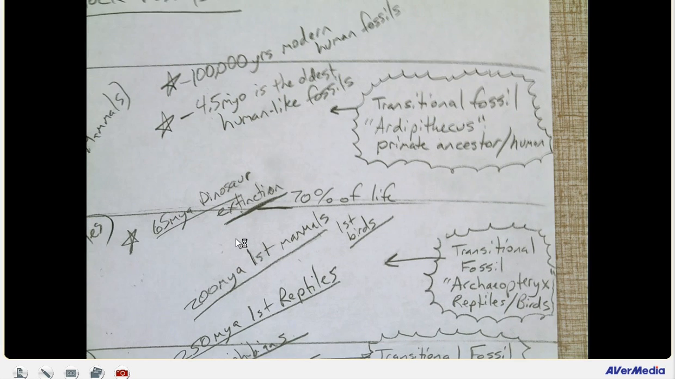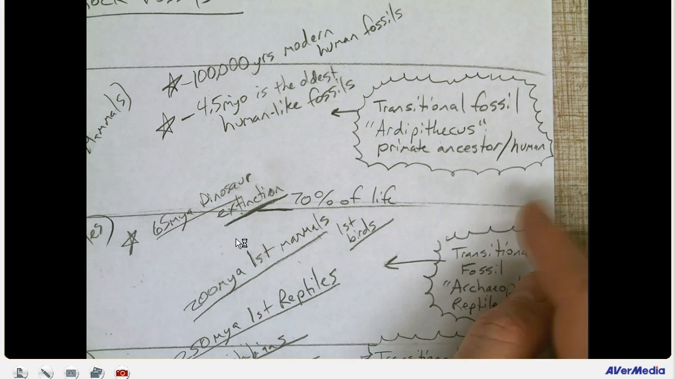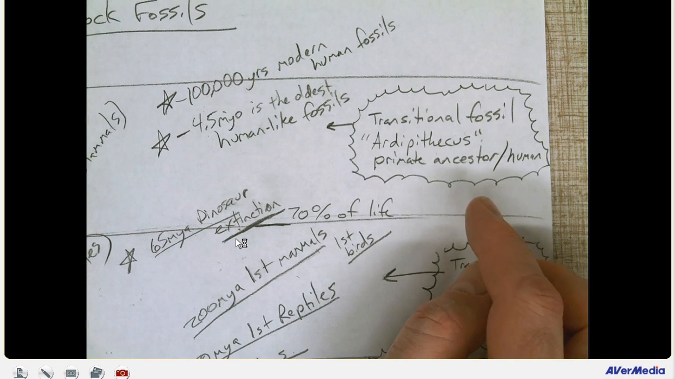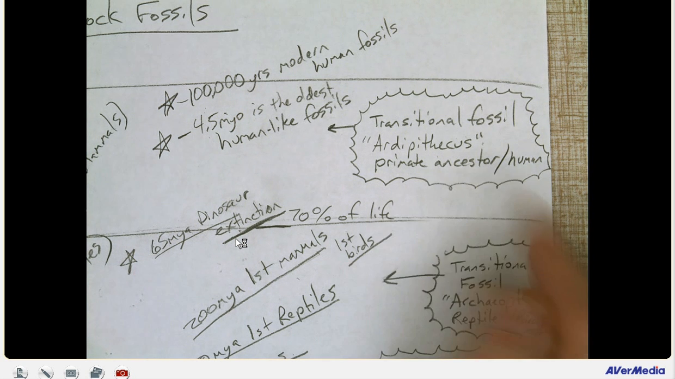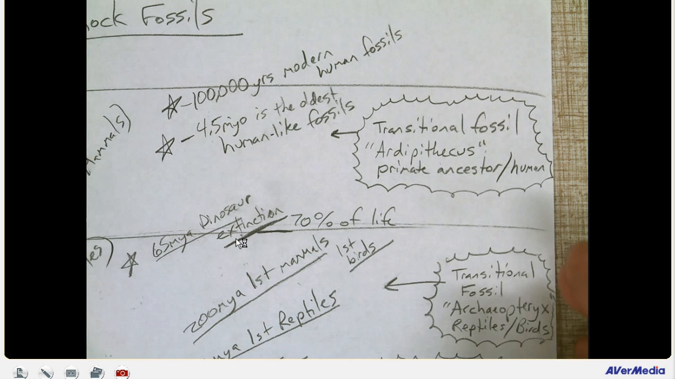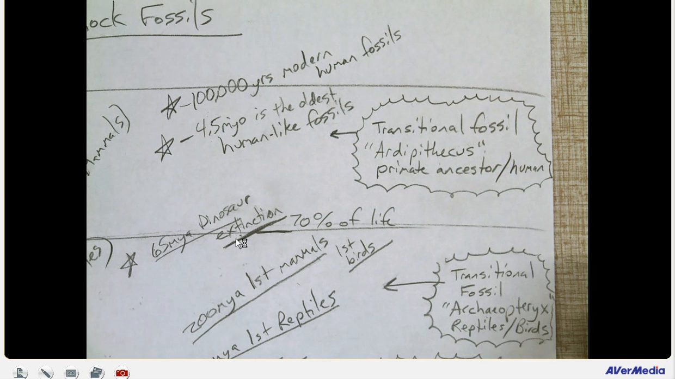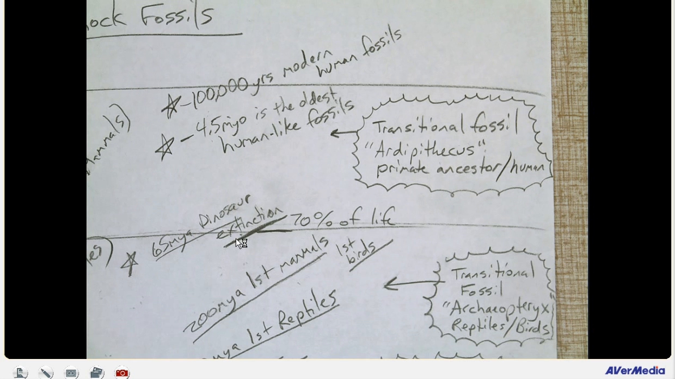The last transitional fossil, we'll talk about this in a future class, is Ardipithecus. This is in the Cenozoic, closer to recent history. It is the 4.5 million year old oldest human-like fossil that links humans, modern humans, to ancestral humans, or ancestral human-like primates. All right, moving on.